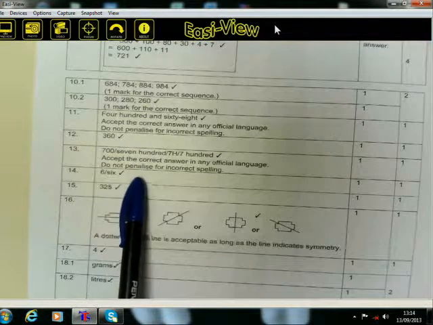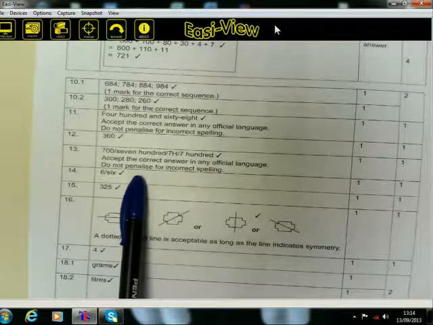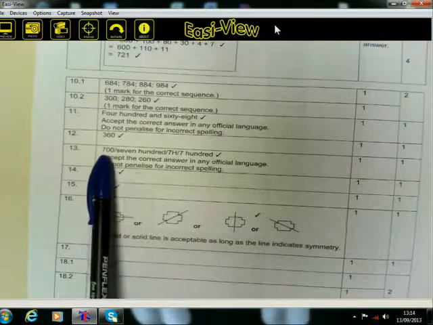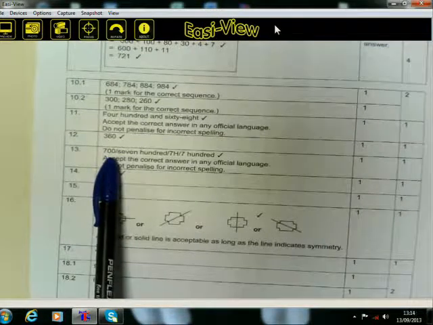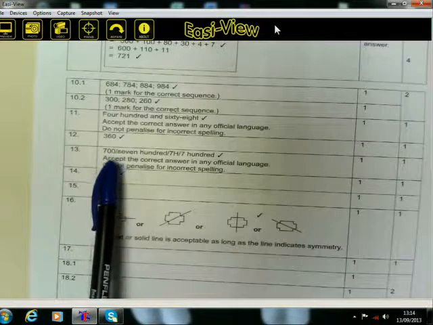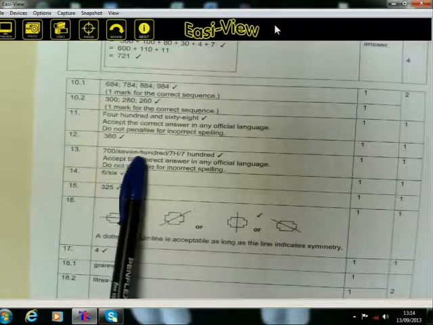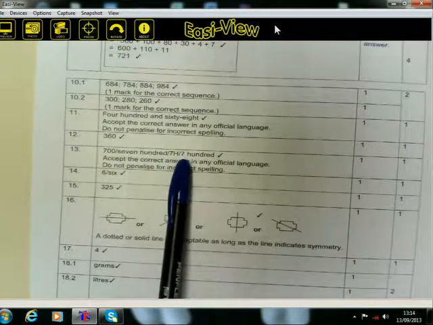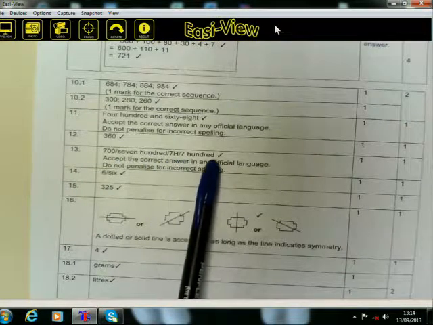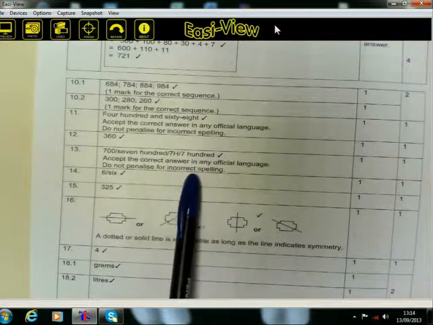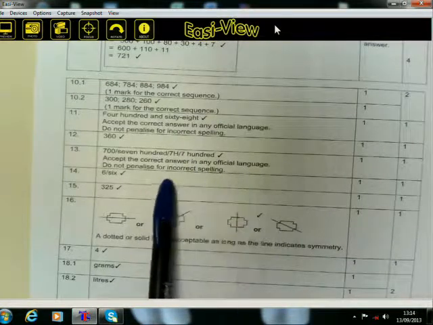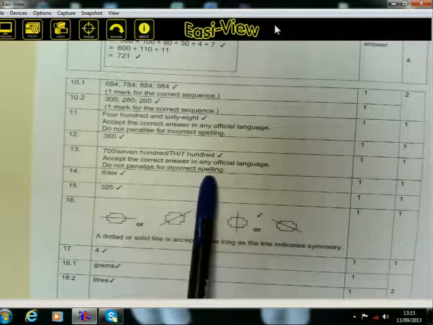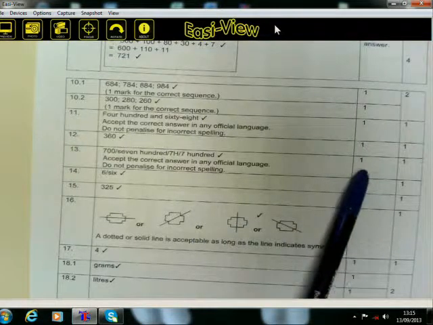Number 13, write the value of the underlined digit in the number, which is 754. And there's the answer. 700, the learner can write it in 3 ways: 700, the number name 700, 7H, which stands for the 100, and also the 700 written out. Accept the correct answer in any official language and do not penalize for incorrect spelling. The learner will then also receive 1 mark there.